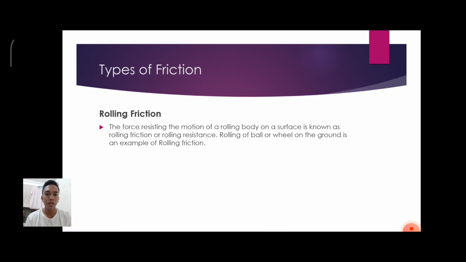Rolling friction. The force resisting the motion of a rolling body on a surface is known as rolling friction or rolling resistance. Rolling of a ball or wheel on the ground is an example of rolling friction.